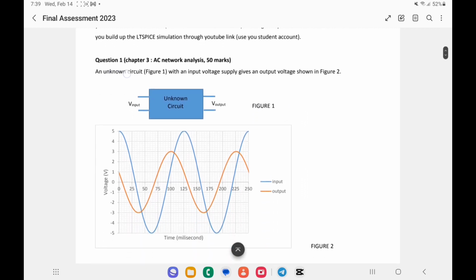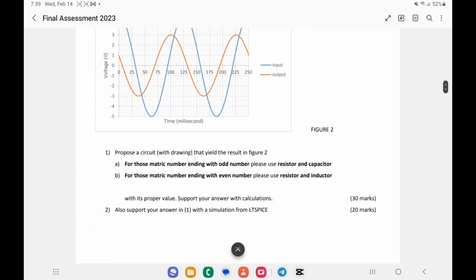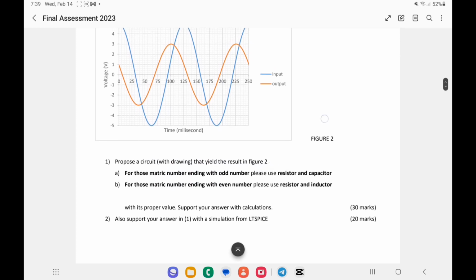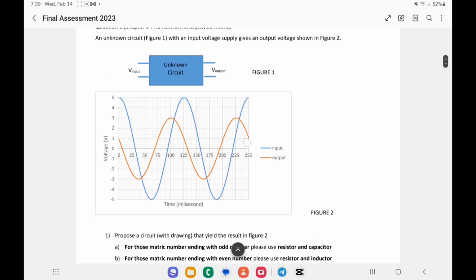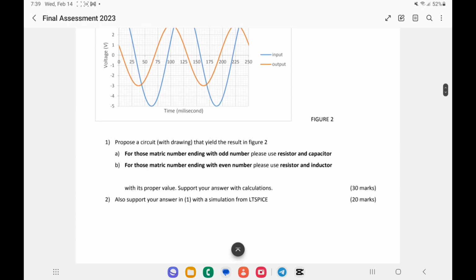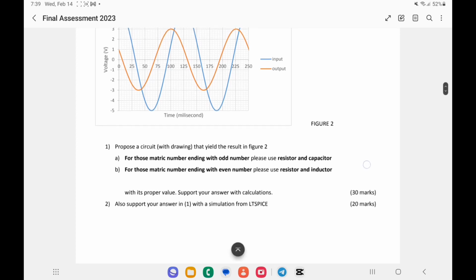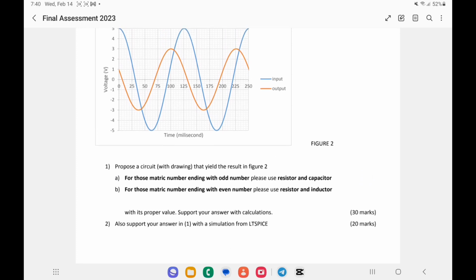For question 1, we need to propose a circuit with drawing that yields the result in figure 2, which is this figure. We need to make a circuit that produces this signal. My matrix number is A203910, which is ending with 0. 0 is an even number, so I need to choose 1B. So moving on to the LTspice simulation.